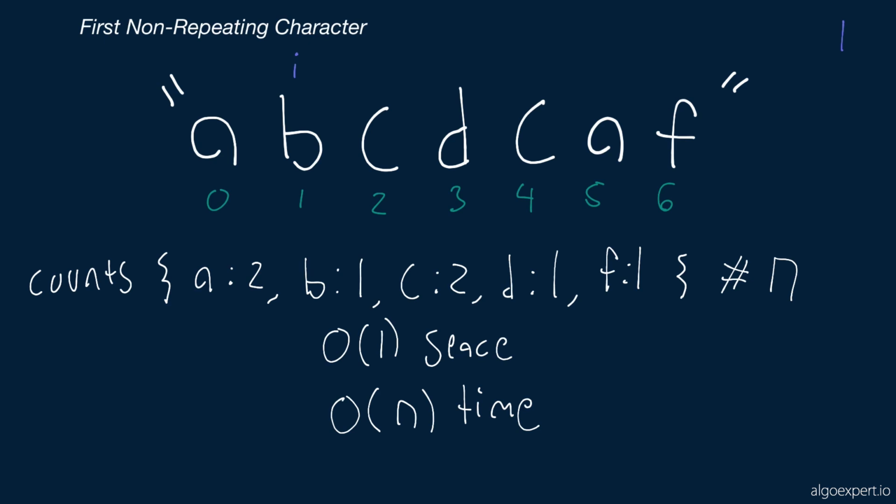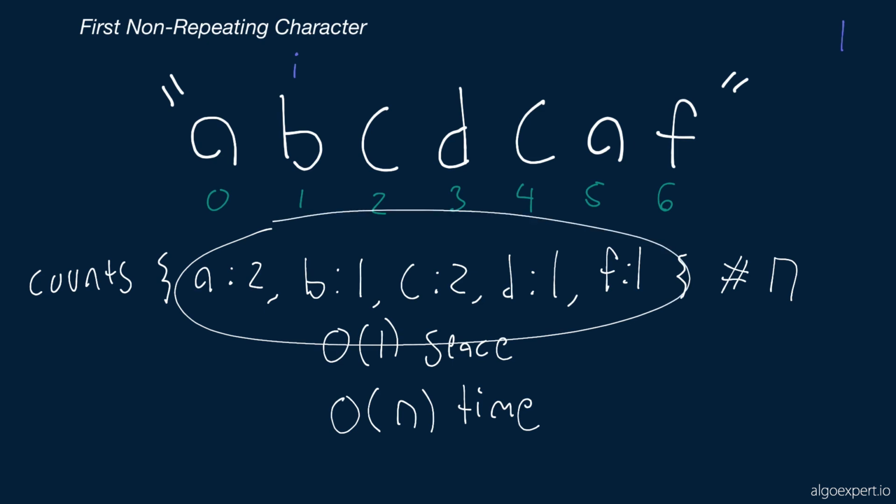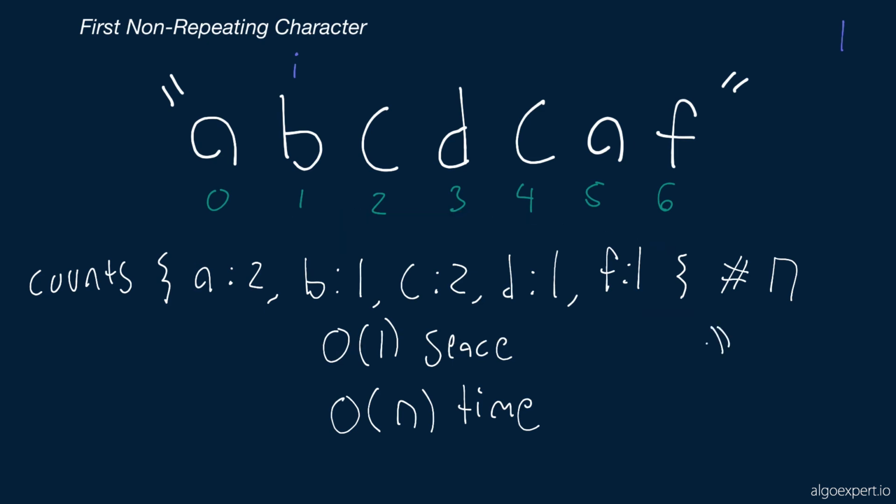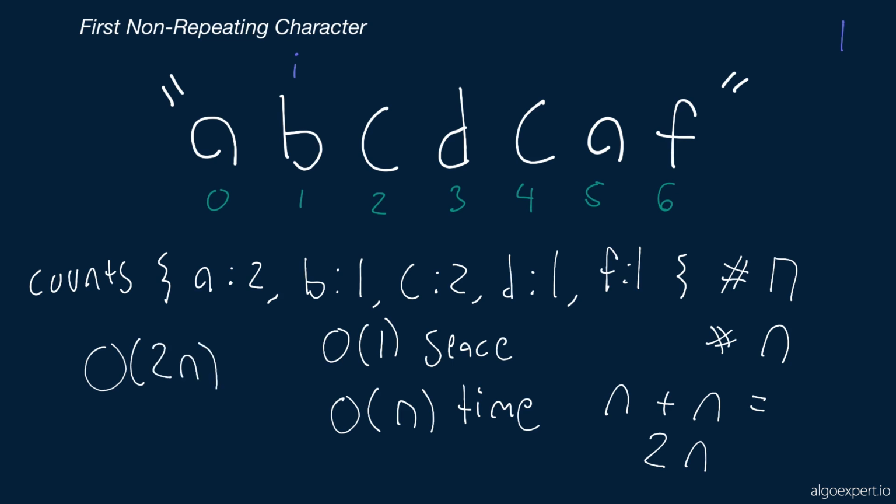And then the second n time operation we do is when we actually loop through our string a second time and look at all of the frequencies in the counts data structure. Now that also costs us n time. And so what we get in total is n plus n. So that is equal to 2n time. When we talk about big O notation, the big O of 2n is really just n, right? Because we can remove the constants. We don't care about those in our big O analysis. And so we get our space complexity of big O of 1 and our time complexity of big O of n.